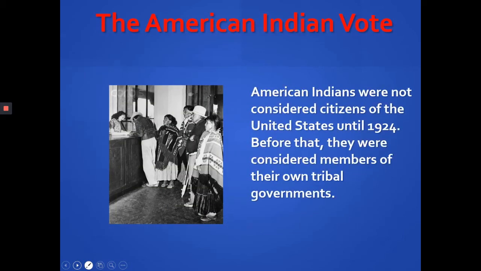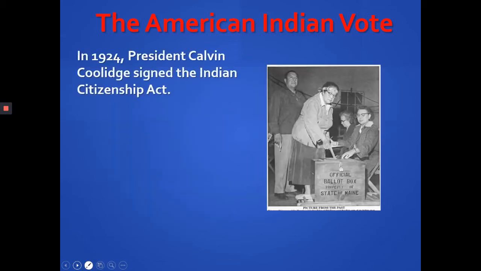The third group of people that we want to talk about are the American Indians. So American Indians were not considered citizens of the United States until 1924. Before that time, they were each considered members of their own tribal governments, which means that they did not participate in the United States government as a whole. They were each represented by their individual tribe.